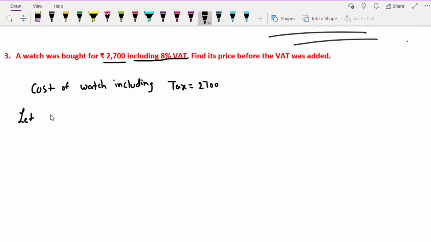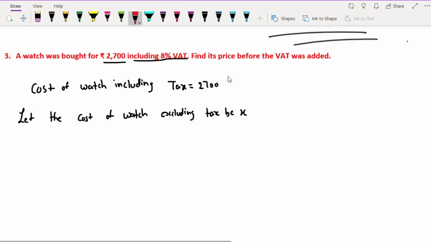I could have written this first. Let it be. Let the cost of watch excluding tax be X. Yeah, they're asking you to find out the amount or the cost of the watch before the tax, that is excluding tax. Okay, like we call it not marked price. So likewise, we have to find out the value.